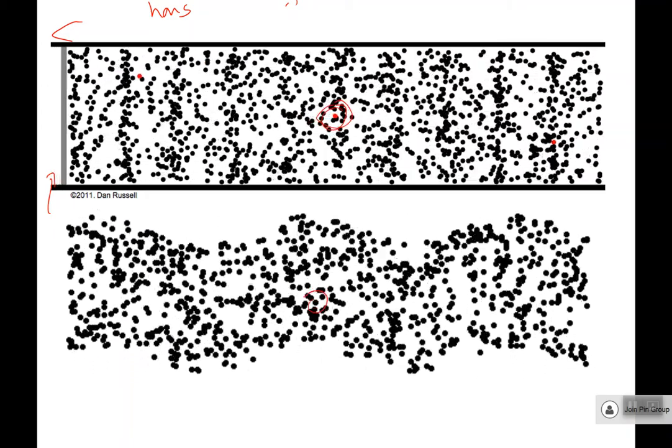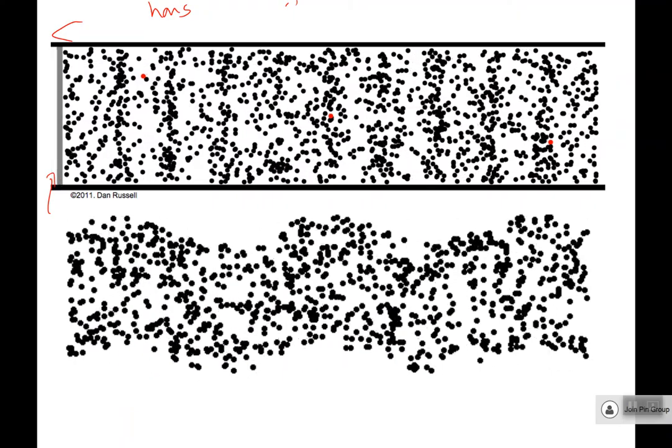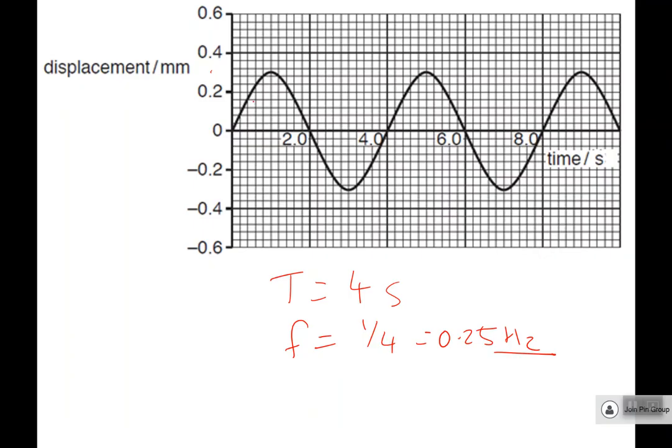It could be, look, I'm going to pick that particle there. I'm going to measure displacement over time. It doesn't matter which way it's going. It just means it's going backwards and forwards across its rest point, its equilibrium. So when you look at this, don't think it's a transverse wave. It could be either. If it was just a picture of a wave like that, then yes, it is a transverse wave.